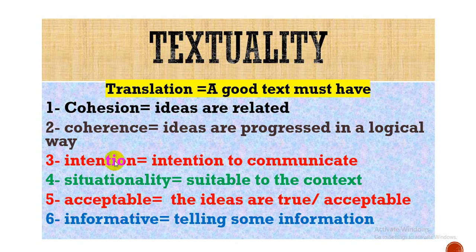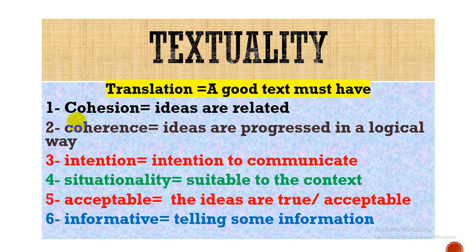And what do I mean by each one of them? When I say cohesion, it means your ideas are related and connected. When I say coherence, it means your ideas progress in a logical way. The second sentence, for example, explains the first one, or the first sentence is exemplified in the second one, or is supported by the second one.